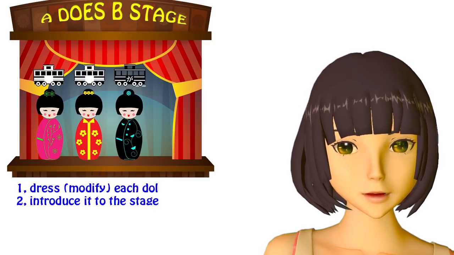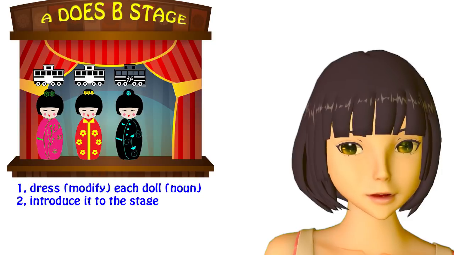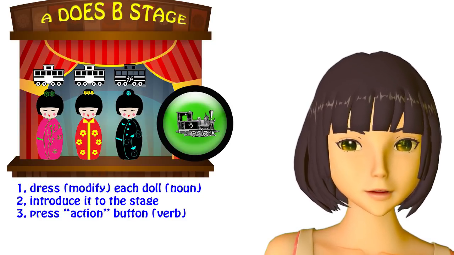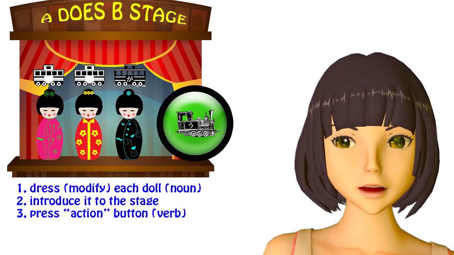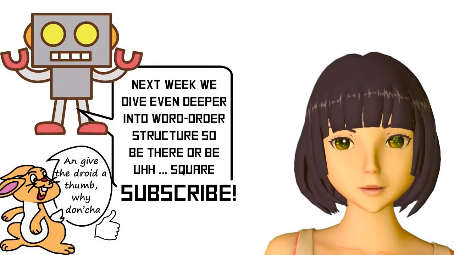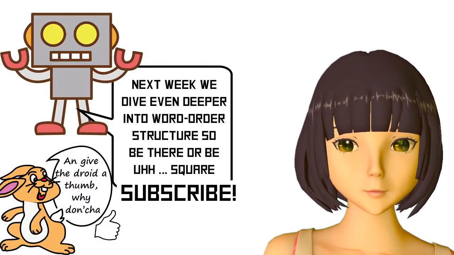First of all, we dress the doll, then we put the doll on the stage, then we press the action button. So, word order is crucial to understanding Japanese.